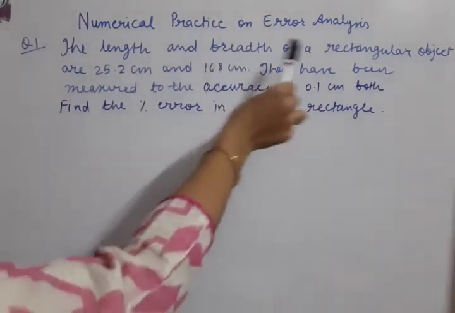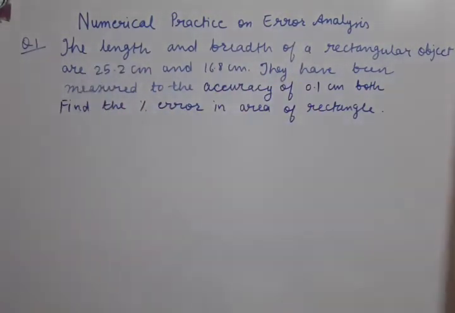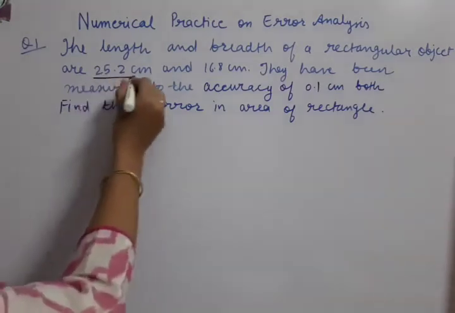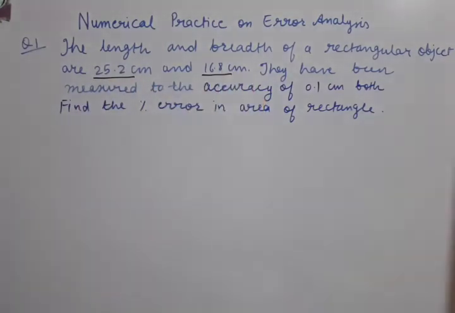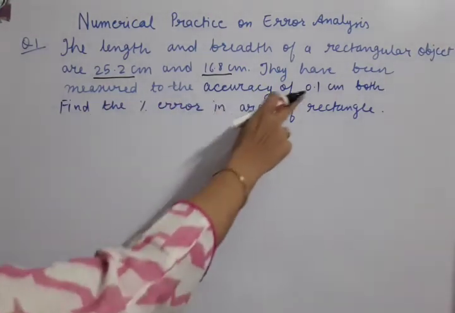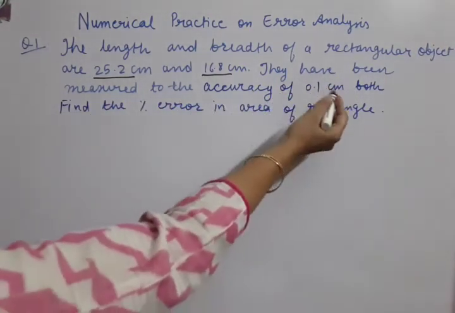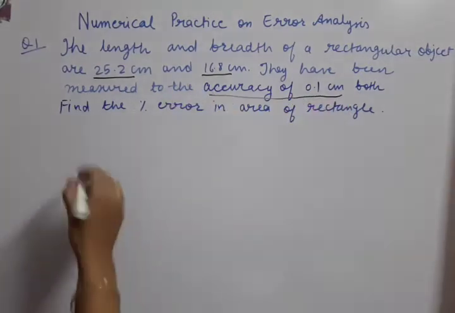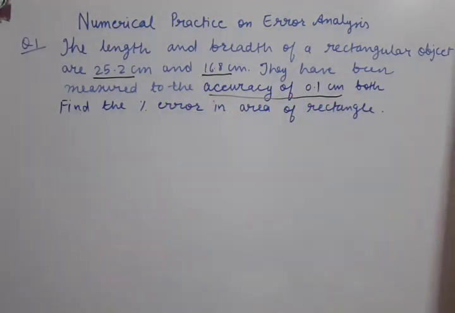Length and breadth of a rectangular object are given as 25.2 and 16.8 centimeter. They have been measured to the accuracy of 0.1 centimeter both. This is the accuracy term. Find the percentage error in area of the rectangle.